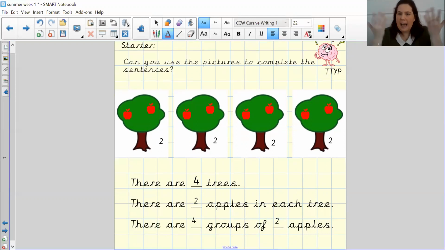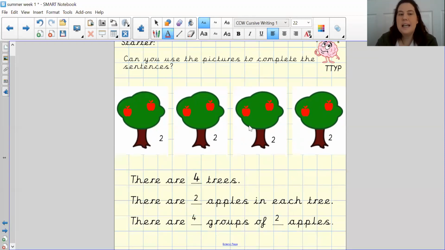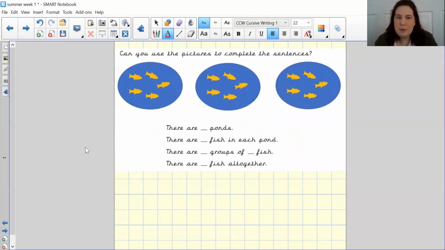And then finally, how many apples do we have in total altogether? So let's count them in twos. 2, 4, 6. Well done if you said 8 at home. So there is 8 in total. That was just a bit of a challenge question at the end for you to try and solve. So let's move on to the next one.